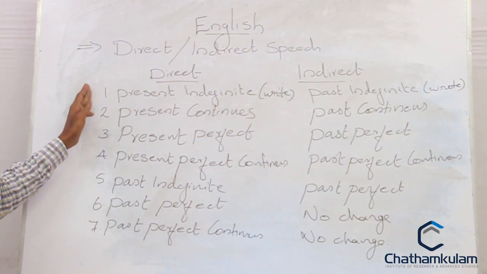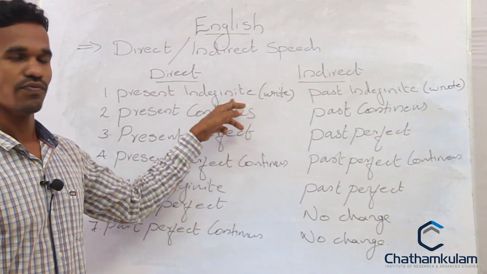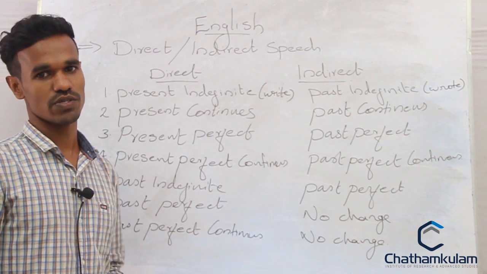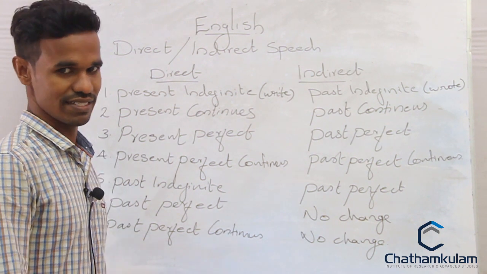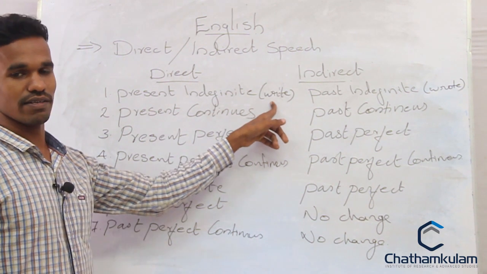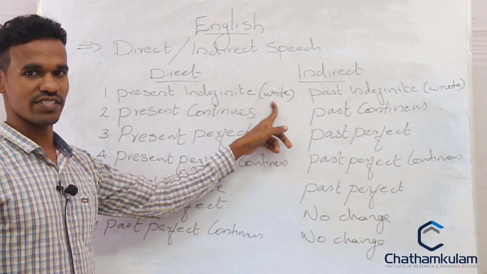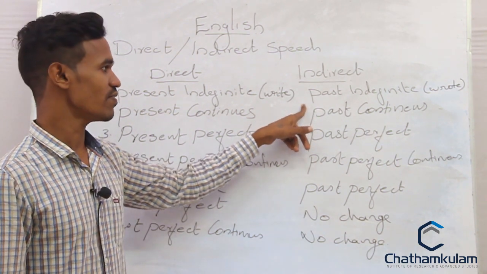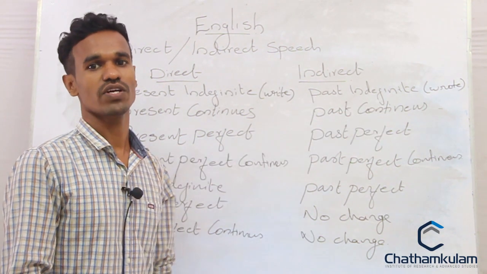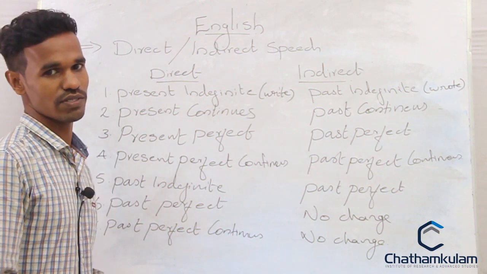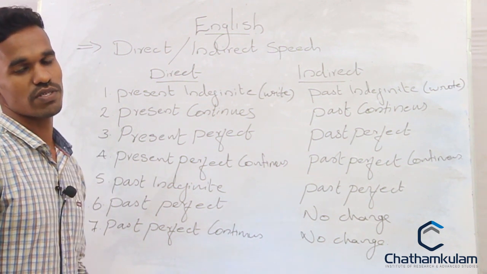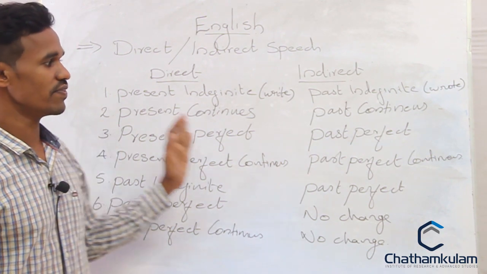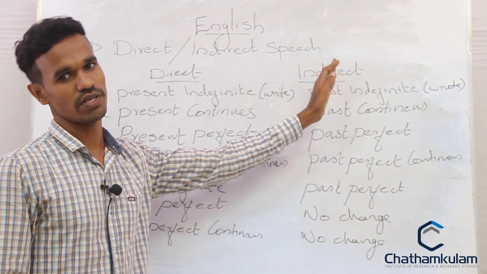The first rule is about the present indefinite. Present indefinite means there is no clause being added as prefix or suffix. We are just stating a statement. How will it come in indirect speech? It will turn into past indefinite. Normally we know the connection between the present situation and the past tense. Everything that is in the present tense we change into the past tense, and that is indirect speech.